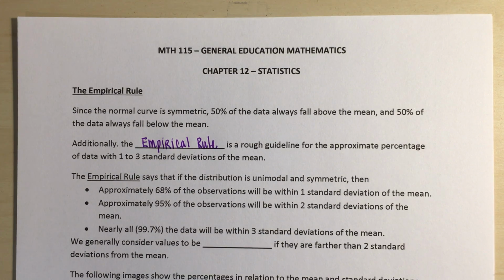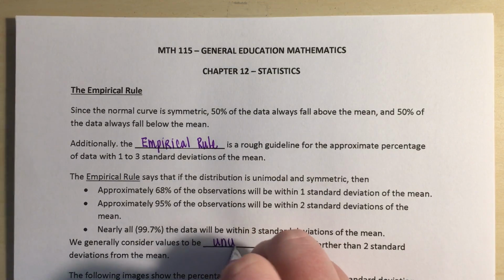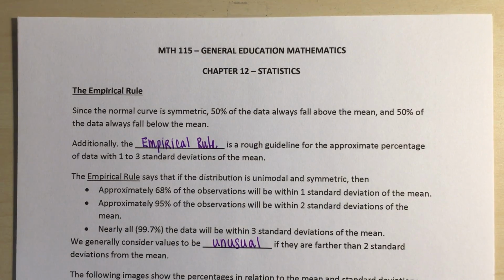Another word that we see when we're talking about the empirical rule is the word unusual. So we generally consider values to be unusual when they are farther than 2 standard deviations from the mean. So unusual means farther than 2 standard deviations from the mean.